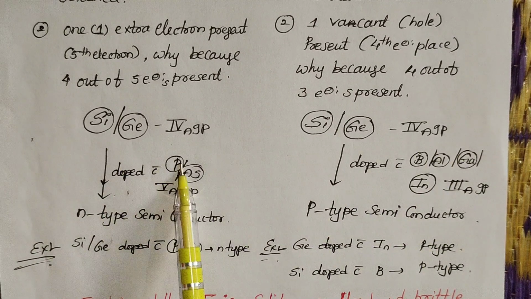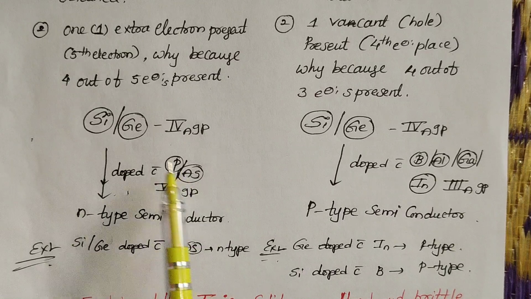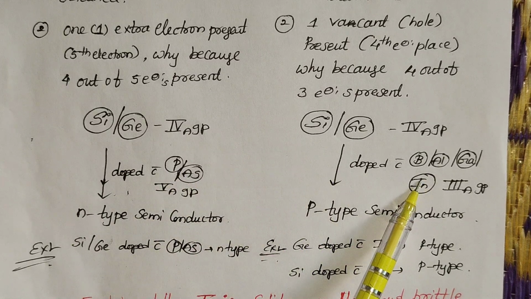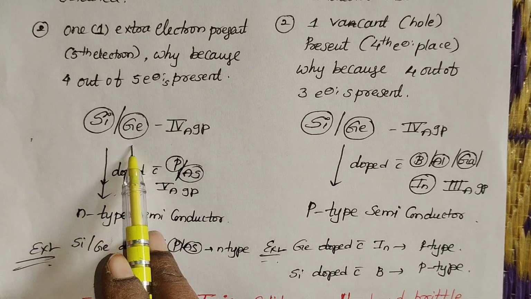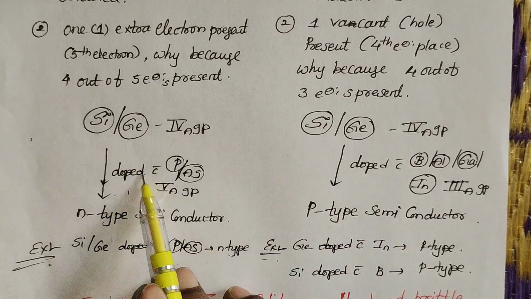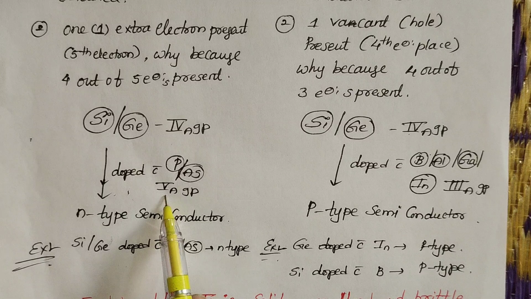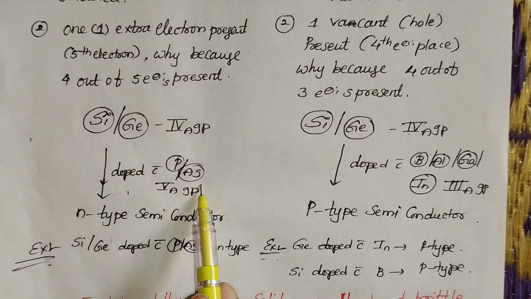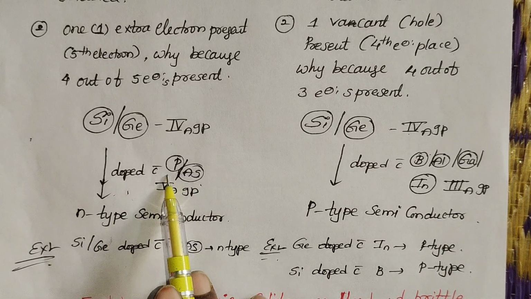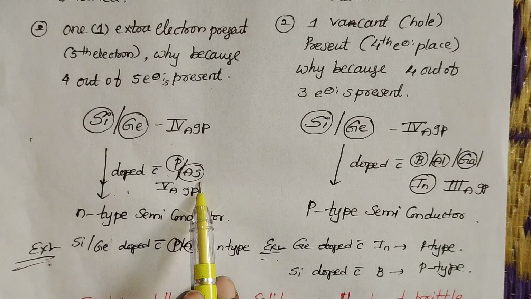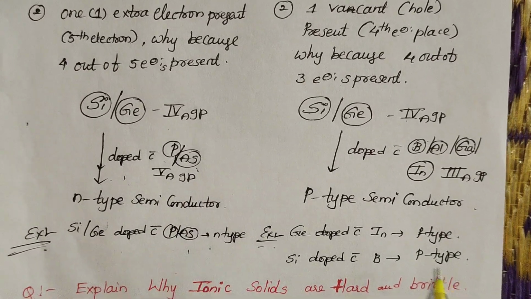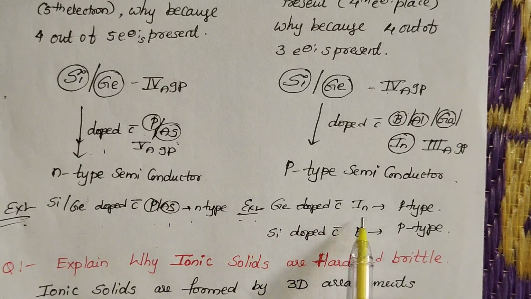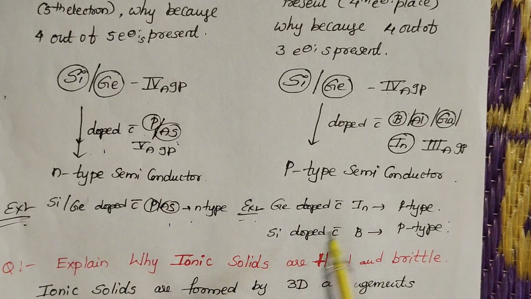First we have to take fourth group elements commonly, but for doping purpose we have to take different ones. So check this, silicon and germanium, these are the fourth group, common in these two conditions, but for n type we are taking phosphorus or arsenic. Phosphorus, you may imagine 5 electrons, arsenic also you have to imagine 5 electrons. Then we may get n type semiconductor. For p type, germanium when doped with indium we may get a p type semiconductor. Silicon when doped with boron we may get a p type semiconductor.